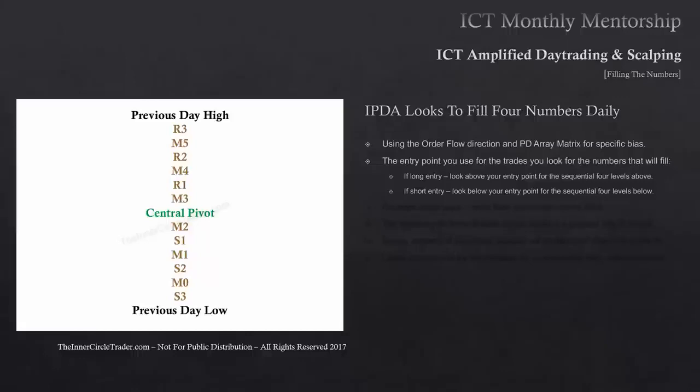That means if we're looking to go short and we happen to be entering near the R2 level, we could look for M4, R1, M3, central pivot, 4 levels below us. That would be an example of looking for the numbers to fill using the pivots. On large range days, more than 4 levels can be filled or traded to. The tendency to move at least to 4 levels is a general rule of thumb.